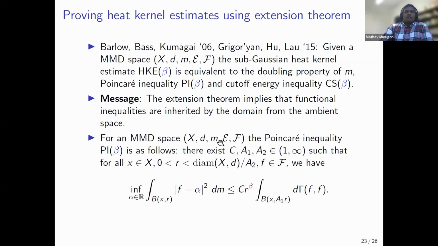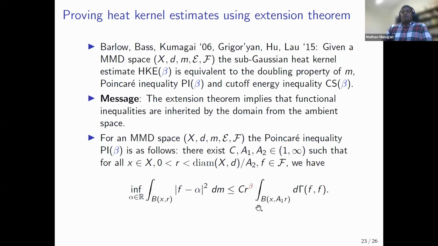So I'll first define what I mean by this Poincaré inequality PI(beta). We have this metric measure space that satisfies some Poincaré inequality with beta. If we look at the variance of the function on a ball of radius r, that's bounded by some constant times radius to the power beta, where this beta is the walk dimension, times the energy on a ball.